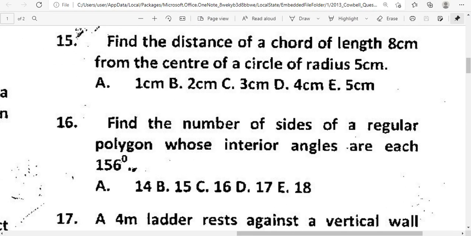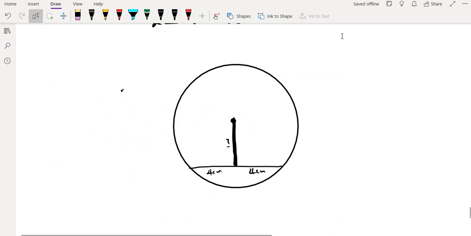Radius. From the center of the circle of radius 5 centimeters. How can we get radius? From the center to the circumference, is it not? Yes, sir. And we're told the radius is what? 5 centimeters. Does this look like something familiar? Yes. What does it look like? A right angle triangle. So what does it now tell you to do?